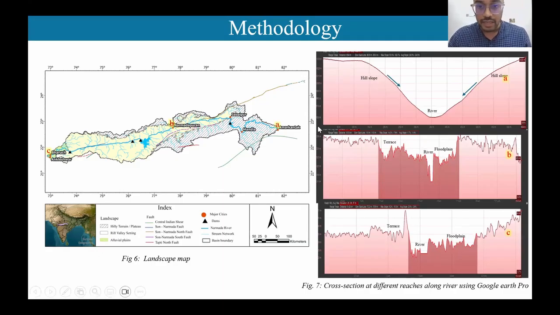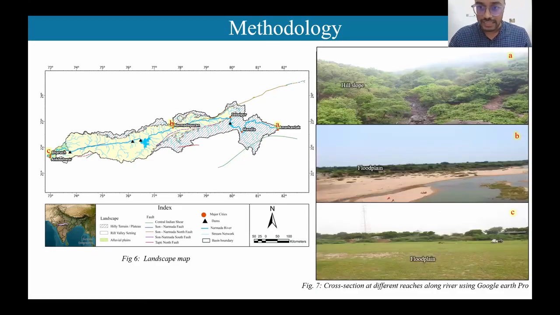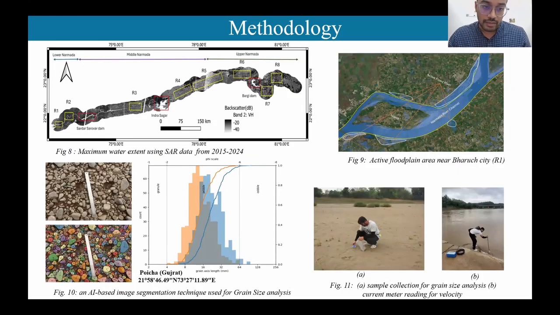So these are some of the areas. I take the cross section at every 1 kilometer successively, so that I can define whether the setting is confined or unconfined, and also identify the geomorphic units like floodplain and terraces. I have validated those places, as you can see here, checking whether the regions from the cross sections are actually there or not. Apart from this, I also quantified the flood and where the active floodplain is. For that, I used SAR data from 2015 to 2024, to identify the active floodplain in the region.